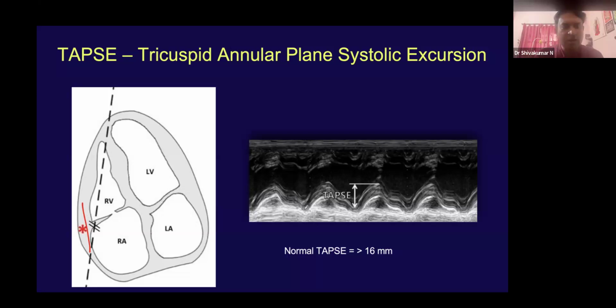We use M mode, so you can see the tricuspid annulus, and we measure the TAPSE. Normally TAPSE should be more than 16 millimeter. If your TAPSE is less than 16 mm, it is reduced, which means there is significant RV dysfunction.